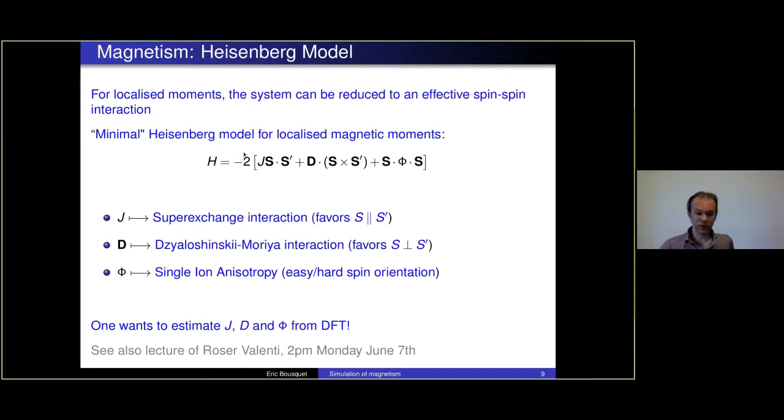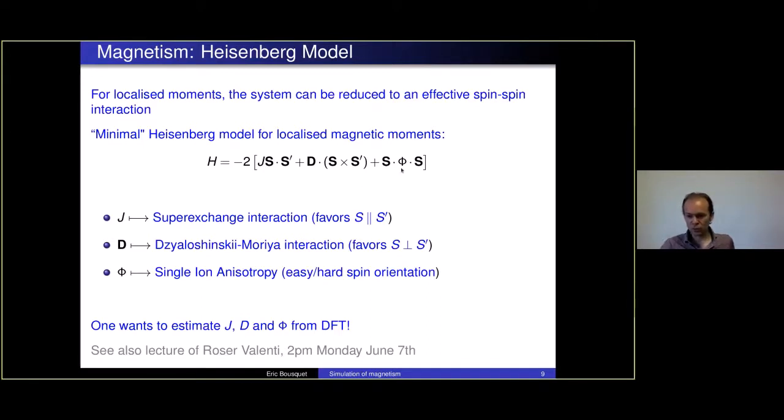And the idea here is that with that kind of interaction, you can explain many things regarding magnetism. Now, you want to simulate spin dynamics or do a second principle calculation, and then you want to estimate the strength of the different magnetic interactions, meaning the super exchange J, the Dzyaloshinskii-Moriya D, and the single ion anisotropy.